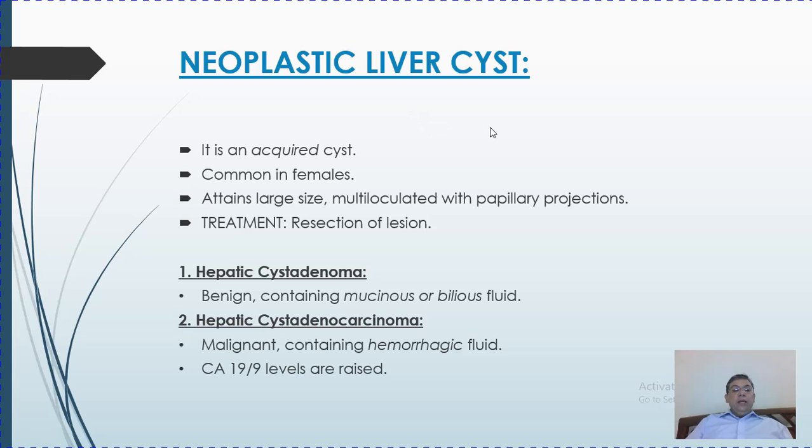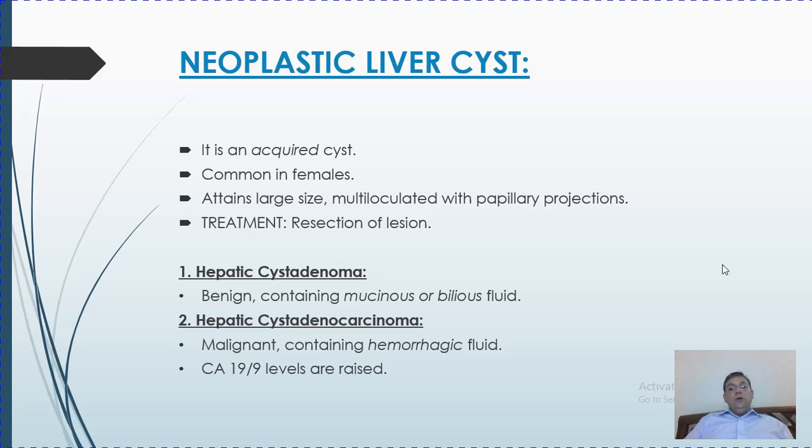So a benign neoplastic liver cyst is known as a hepatic cyst adenoma, which contains either mucinous or bilious fluid, or a hepatic cyst adenocarcinoma, which is actually malignant, and that contains blood, hemorrhagic fluid. And in a hepatic cyst adenocarcinoma, the CA 19-9 levels are raised. Now, what does the CA stand for? Can anybody remember from pathology?